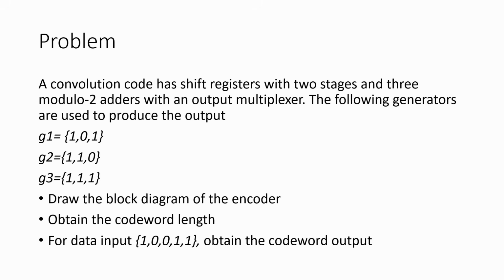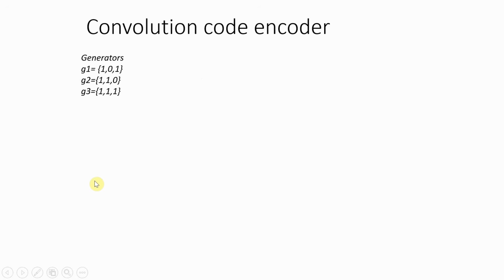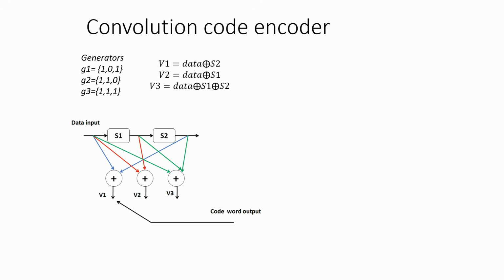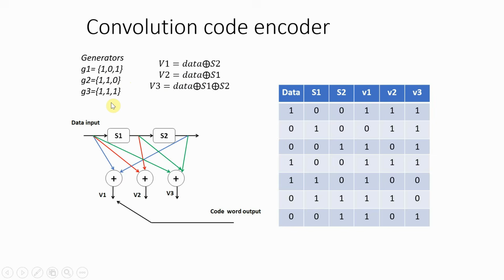So this is our given example that we are dealing with, wherein we had to design an encoder using a shift register having two stages. There were three modulo 2 adders which produced three different outputs based on the given generators. This was seen in the earlier videos where we had designed the convolution code encoder for the given generators using the equations developed using the given generators, and we obtained the outputs V1, V2 and V3 by using these equations from the generators.